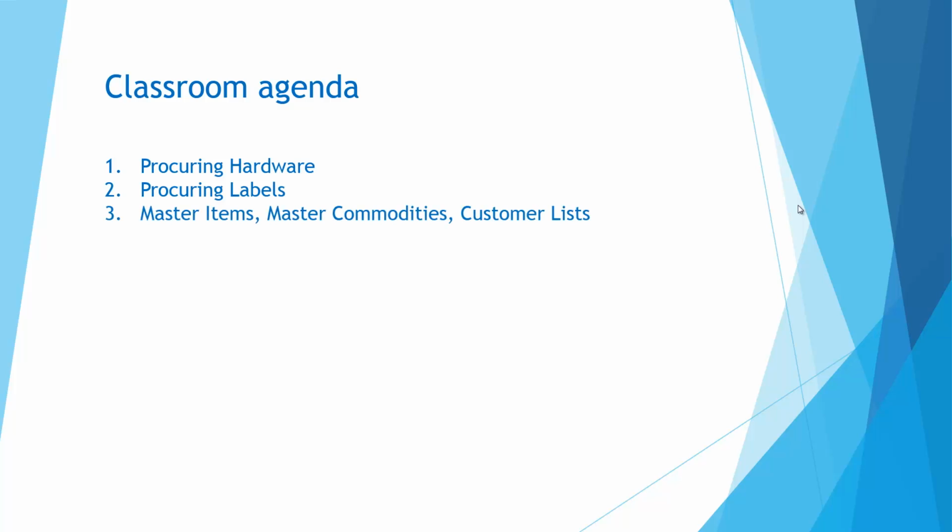Video 3 is about master items, master commodities, and customer lists. Every customer that's onboarded to the Razor platform has a simple data migration process, and these 3 data objects are the typical data migration projects that take place in the beginning. We will import your customer list, your master commodities, and your master items. If you don't know what any of those 3 are, you'll learn about that in this video.